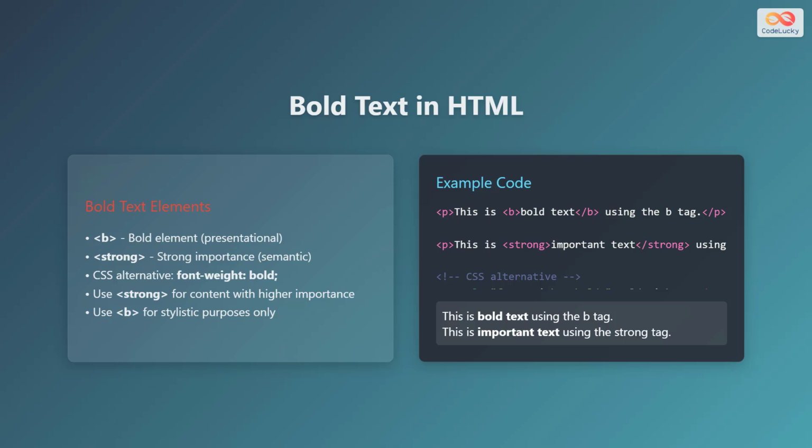Use the strong tag for content that has high importance. Use the B tag for stylistic purposes only. Here are some examples. To make bold text using the B tag, enclose the words "bold text" with an opening and closing B tags. To make important text using the strong tag, enclose the words "important text" with an opening and closing strong tags. Using CSS, you can apply the style font-weight: bold to any text within a paragraph tag.